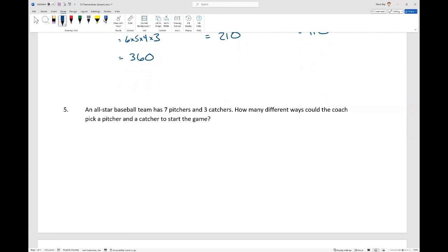They look at the question, they go, well, the big number's 7, small number's 3. We learned permutations today, so it's 7, pick 3. 7 times 6 times 5, 210. We're done. Okay, if you actually read this question carefully, you're not picking 3 things out of 7. You're picking 1 out of 7 and 1 out of 3. This is not a permutation question at all. This is a simple counting principle question. You have 7 choices for pitcher and 3 choices for catcher. There are 21 ways that you could choose a pitcher and catcher to start the game.